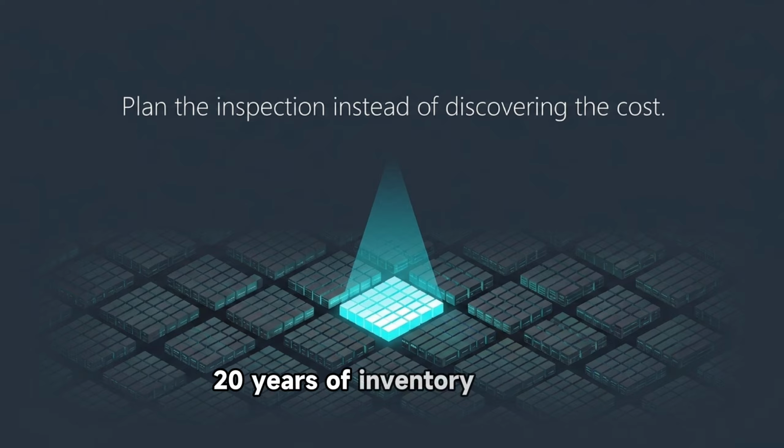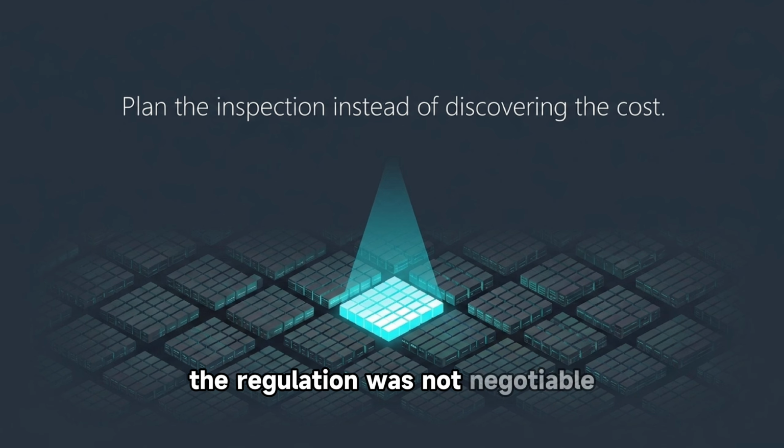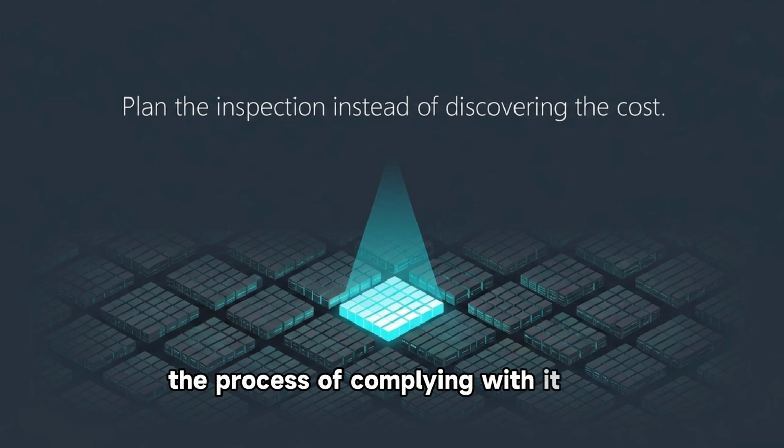The storage facility could not avoid the inspection. 20 years of inventory existed, and the regulation required that it be checked. What the facility could have done was plan the inspection differently, run it in sections, keep certain aisles accessible, stagger the work across several nights rather than closing the entire facility at once. The regulation was not negotiable. The process of complying with it was.